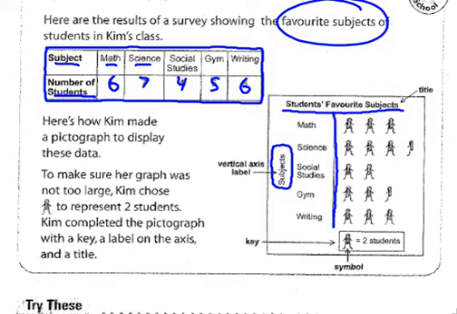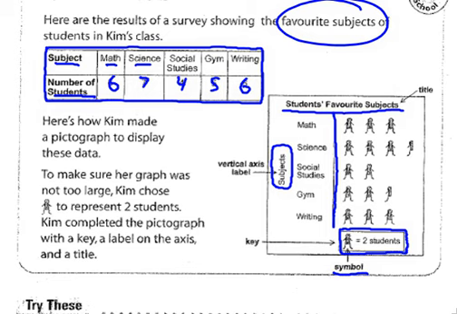Okay, and then at the bottom we have a key. We have to have a key before we begin. We have to choose the symbol first. Usually I choose a symbol that has some relationship with the information. So this is all about students choosing favorite subjects. So my symbol is actually a student, or a human figure anyway.